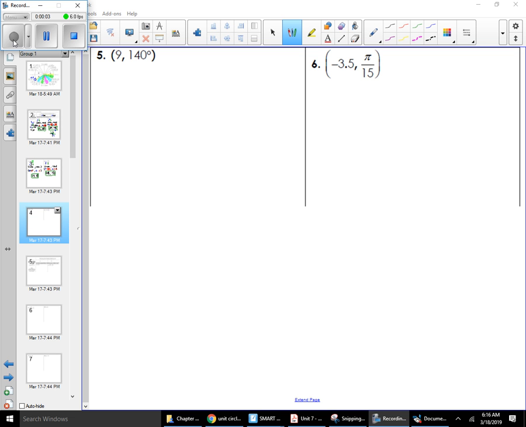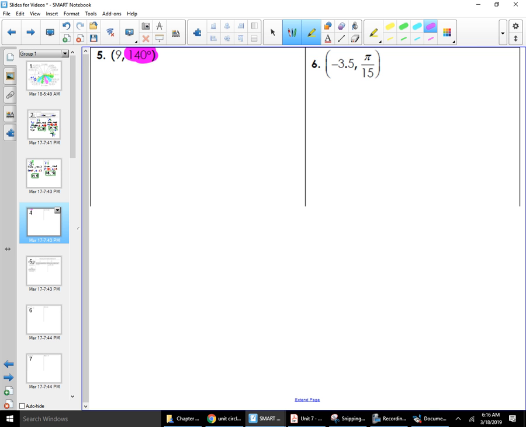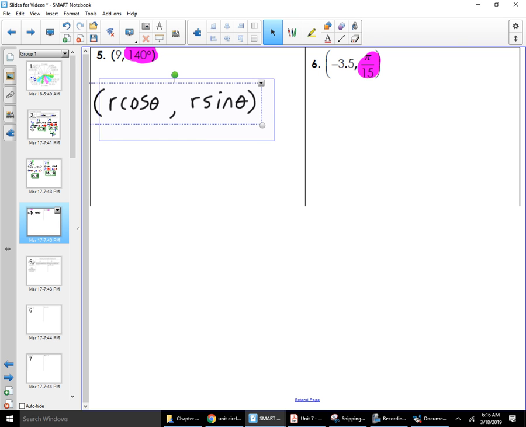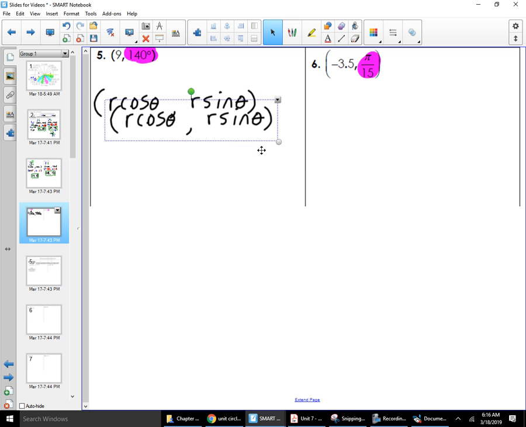Alright, had to make a third video here because 5 and 6 required me to pull up a calculator. Note that 140 degrees is not going to be on your unit circle, and neither is pi over 15. So nothing changes here in terms of the formulas we're using. X is r cosine theta, and y is r sine theta. That's going to be the same for both this guy on the left and the guy on the right.